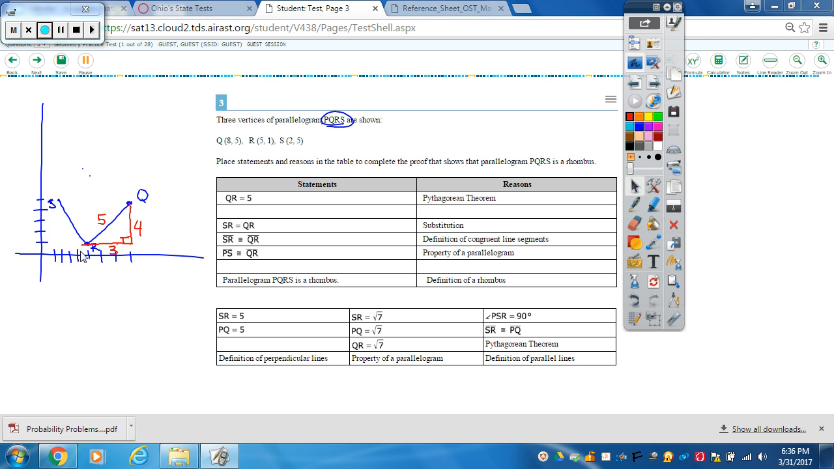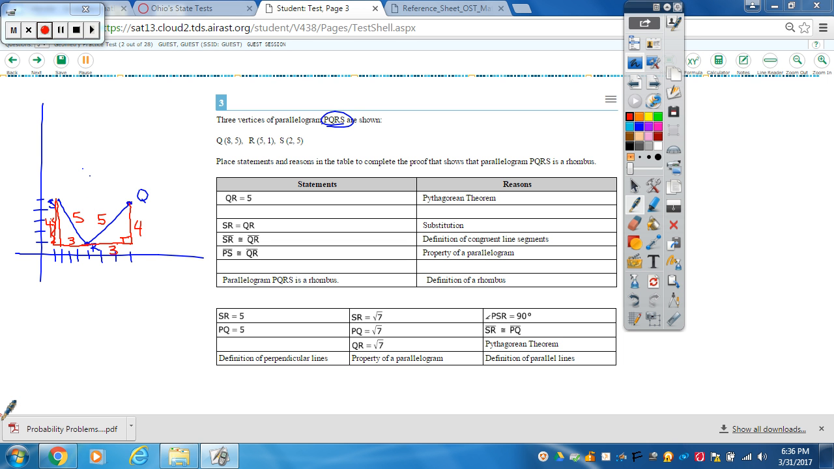If I do the same thing over here, okay, I want to figure out the length of SR. This length, if I count it out, 1. Oh, it's at 2. Sorry, I need to drop that down more right there. Ignore this part over here. This is at 1, 2, 3. And this will be at 1, 2, 3, 4. And so this is also a 3, 4, 5 right triangle.